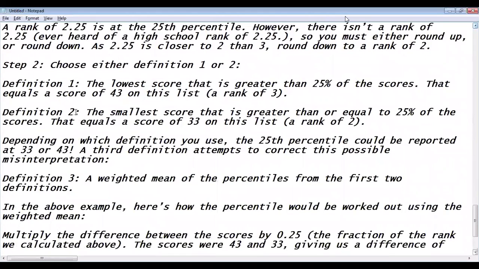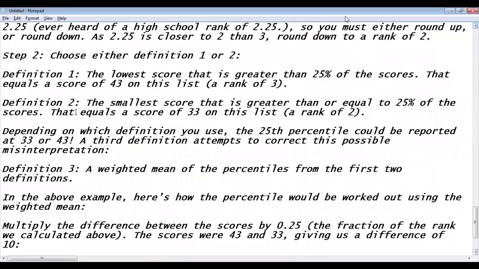The next example is using definition 3. So what does definition 3 tell? It's a weighted mean of the percentiles from the first 2 definitions. So we just need to find the weighted mean of the percentiles from the first 2 definitions. That is, in the above example, here's how the percentile would be worked out using the weighted mean.